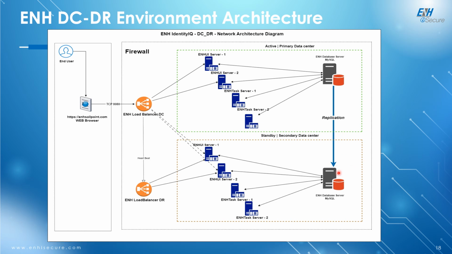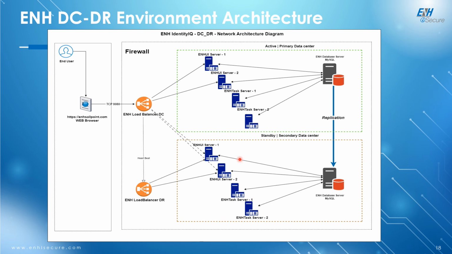Since SailPoint is supposed to be an active passive architecture, the task servers in the secondary data center do not have their application servers running when the primary data center is in use. It means when the primary is active, these application servers must be in stop mode. The UI servers in the secondary data center also do not have their application servers running when the primary data center is in use. In the same way, the UI servers will also be in stop mode.